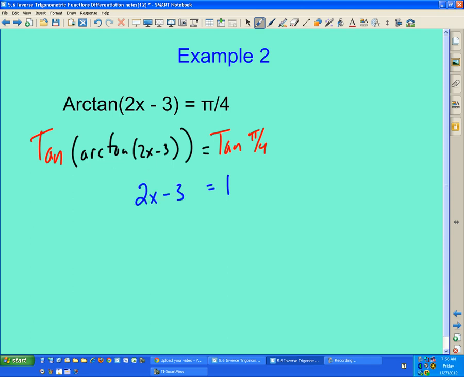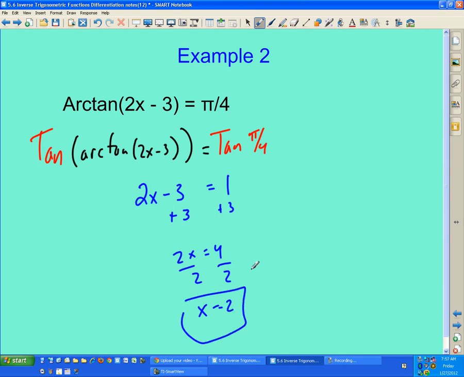So we now have this nice, neat little algebra problem. So we add, oops, getting ahead of myself here. If I add 3 to both sides, 2x will equal 4. If I divide by 2, x comes out to be 2. And that's really what we were looking for as our answer for this problem.